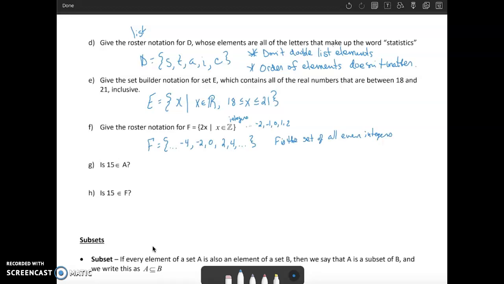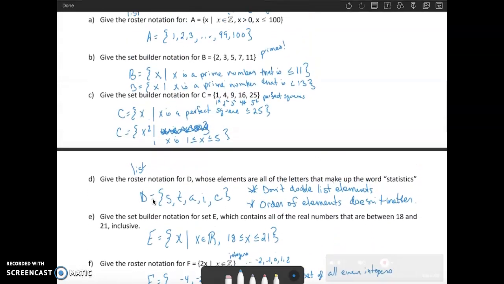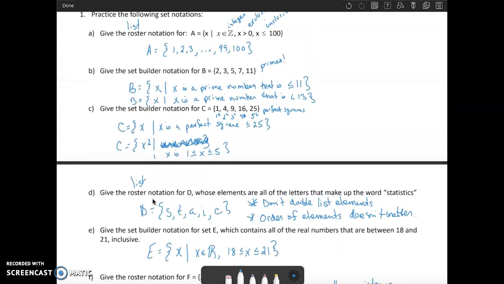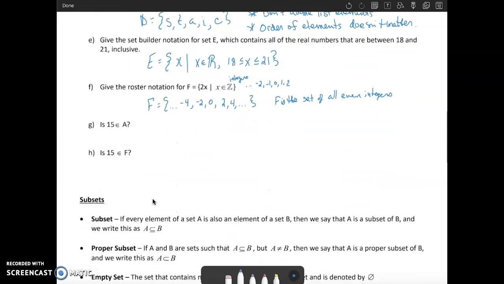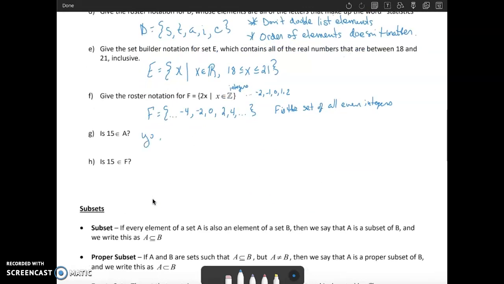Then you might get questions like these where they might say, is 15 an element of some set? So let's go back and remind ourselves, what was set A? Set A was all of the integers between basically 1 and 100. So would 15 be included there? Sure, it would. Like I would go 1, 2, 3, 4, 5, 6, 7, 8, 9, 10, 11, 12, 13, 14, 15, it would be there. So I could say yes, 15 is an element of set A.